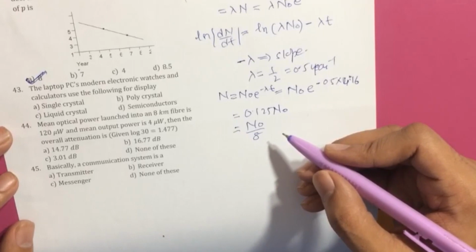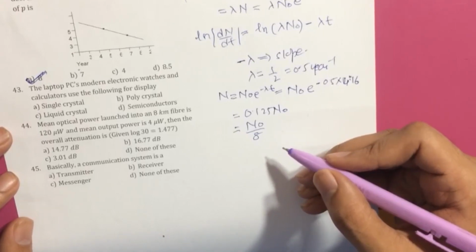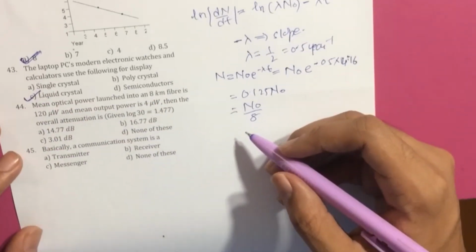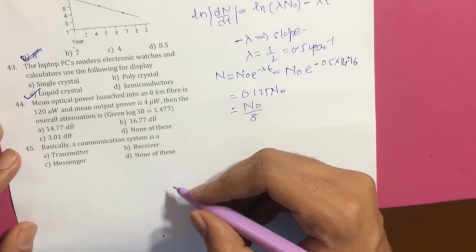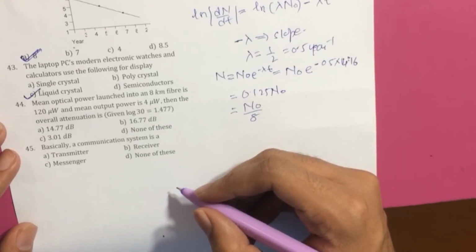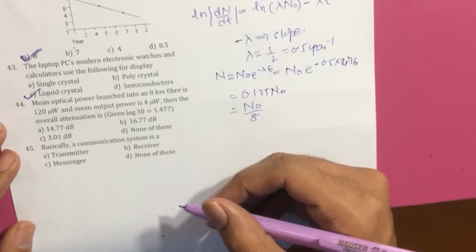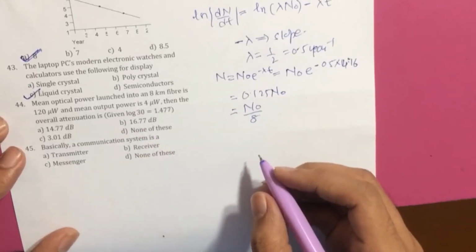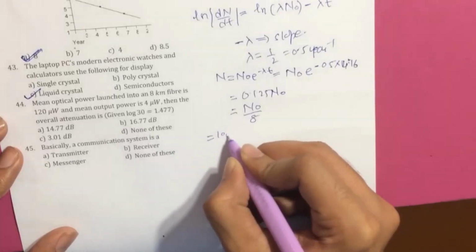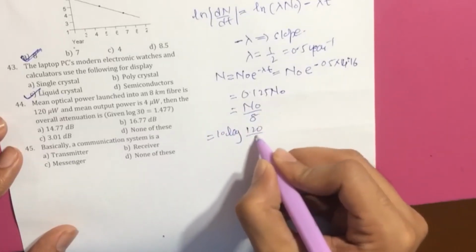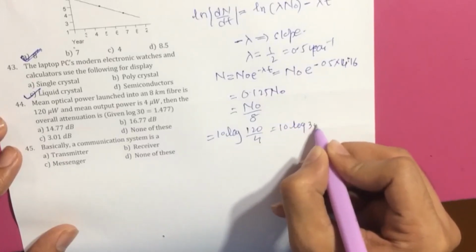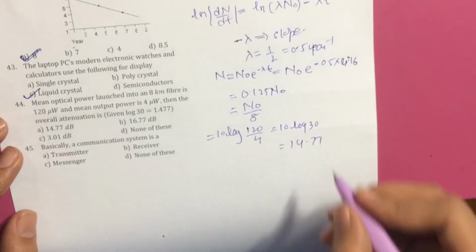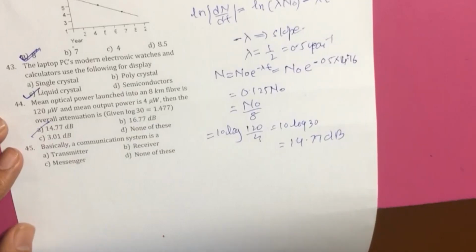Question 43. The laptops, PC, modern electronic watches and calculators use the following for display. Liquid crystals, that is option C is the correct answer. Mean optical power launched into an 8 kilometer fiber is 120 microwatt and mean output power is 4 microwatt. Then the overall attenuation is, log of 30 is given as 1.477. So attenuation is given as 10 log of 120 by 4, which is 10 log 30. Log 30 is 1.477, so your answer will be 14.77 dB. That is option A.